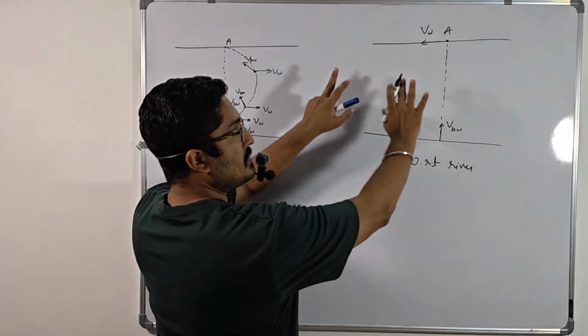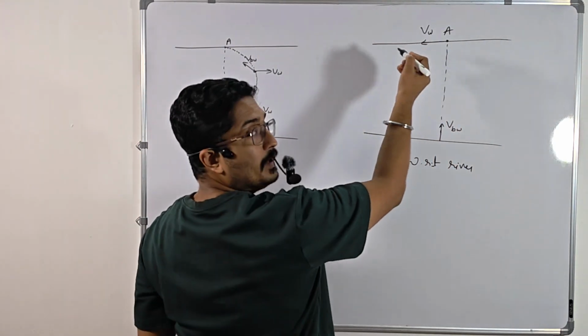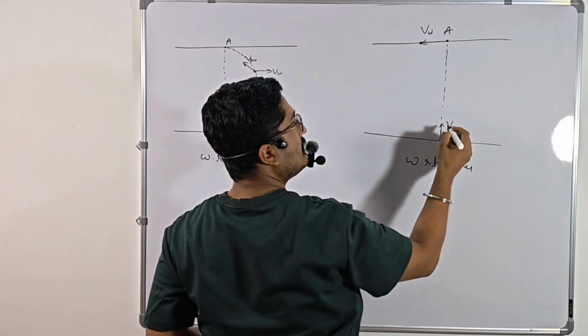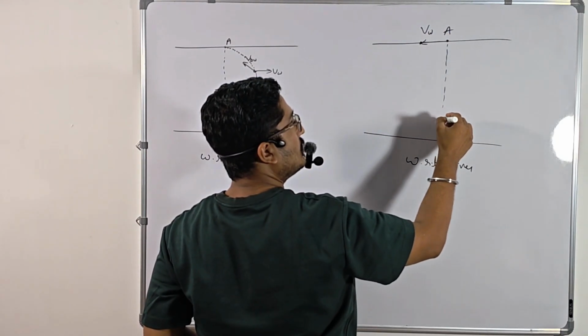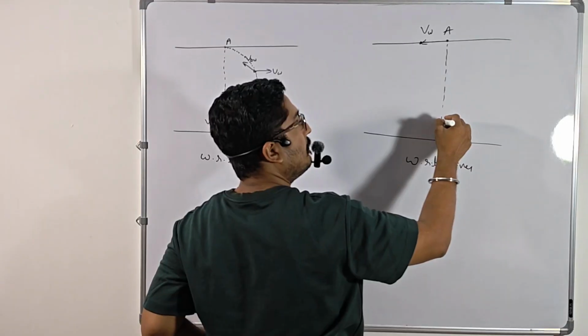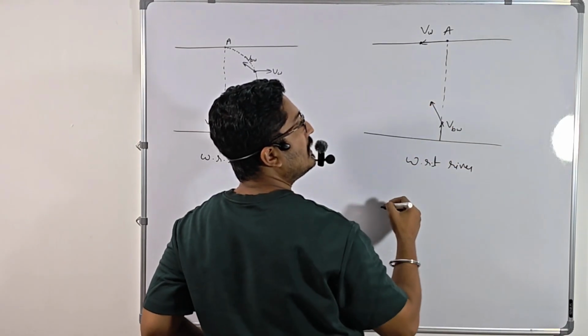Now try to think what is happening. The river is stationary, this one is moving, the port is moving to the left side. So after some time the port has reached here, the boat has reached here. So now the boat would be steered always in the direction of that port.